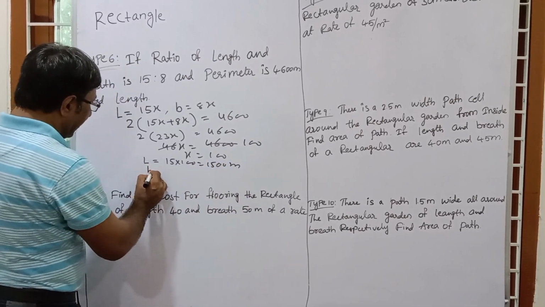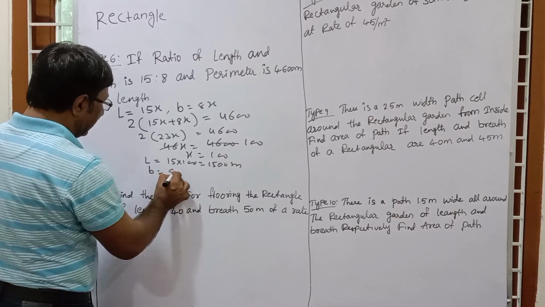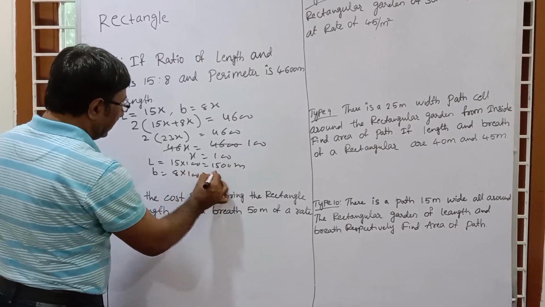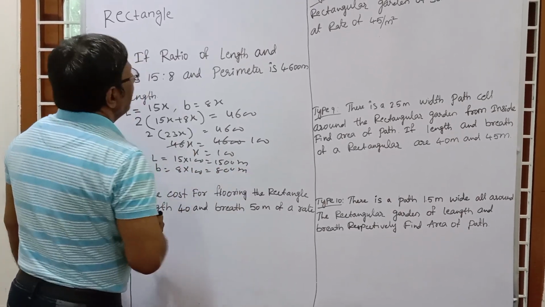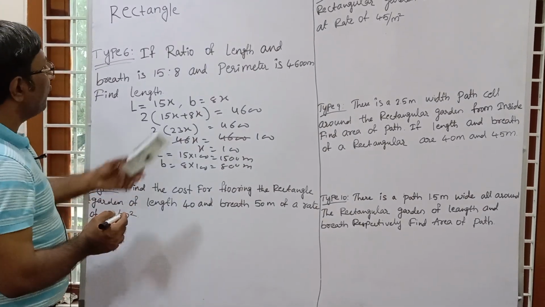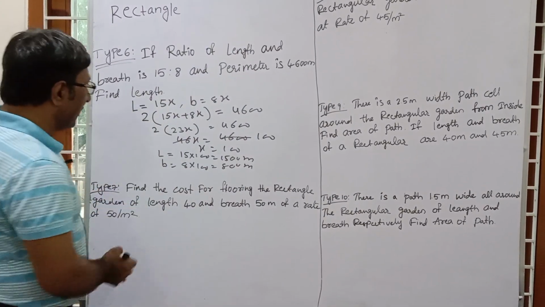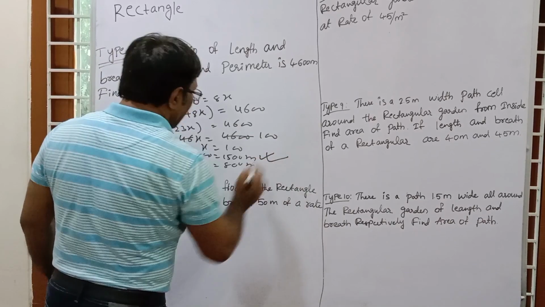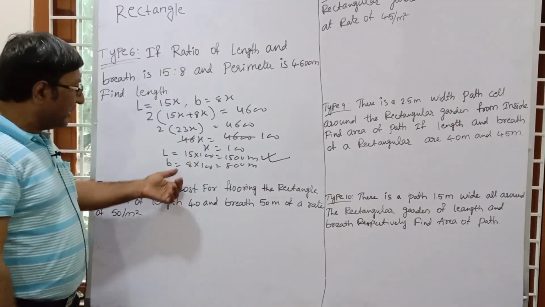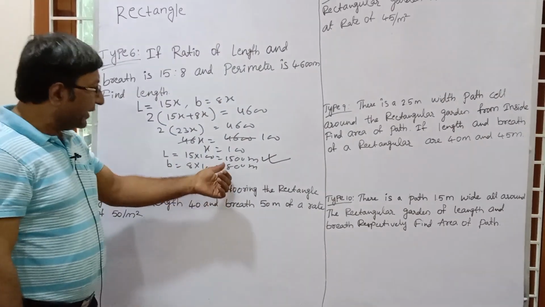And again breadth equals how much? 8x. So this is 8 into 100. So this is 800 meter. Now we have to find, if the perimeter is given, the length. So our answer is simply length is 1500 meter. If they ask what is the breadth, then breadth is 800 meter.